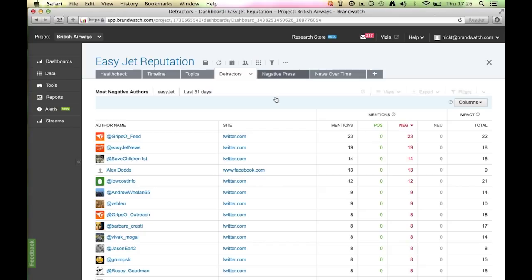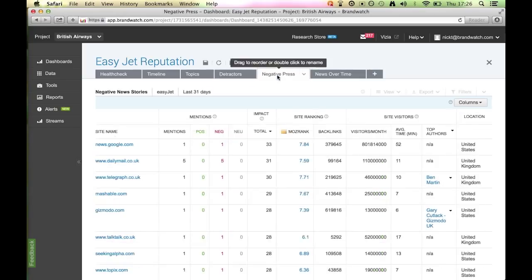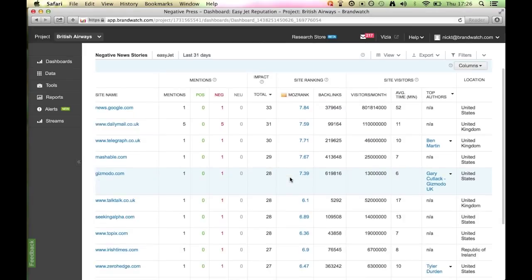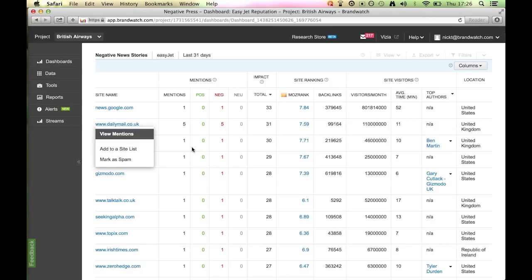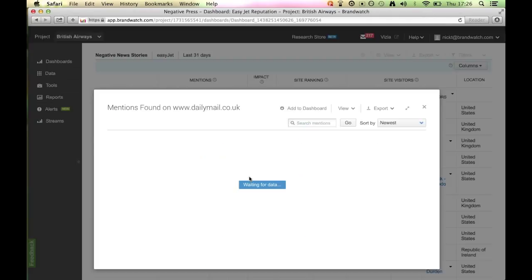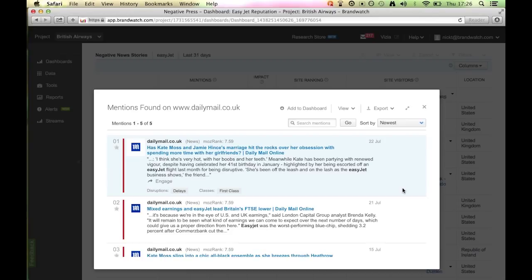Negative press is working from a slightly higher level, and in the negative press section, you might want to click on some of these to see the mentions and see, right, we know that there was a lot of negative things going on, but did the press pick up on any big stories and turn them into something bigger? So Kate Moss did start making the headlines of the big papers. Luckily, that's still that same story. Perhaps that's not something that my EasyJet reputation manager needs to be too concerned about for now.